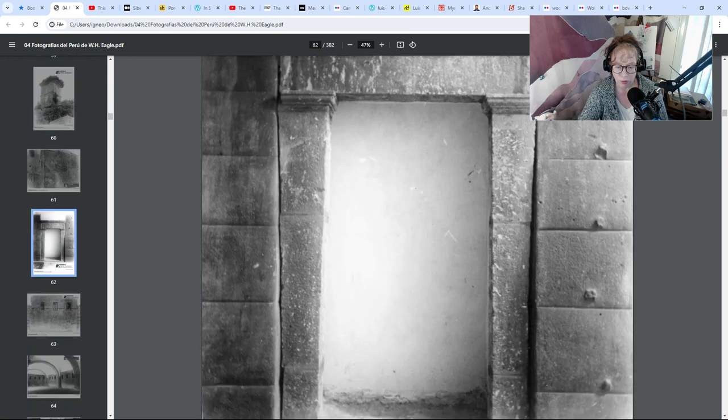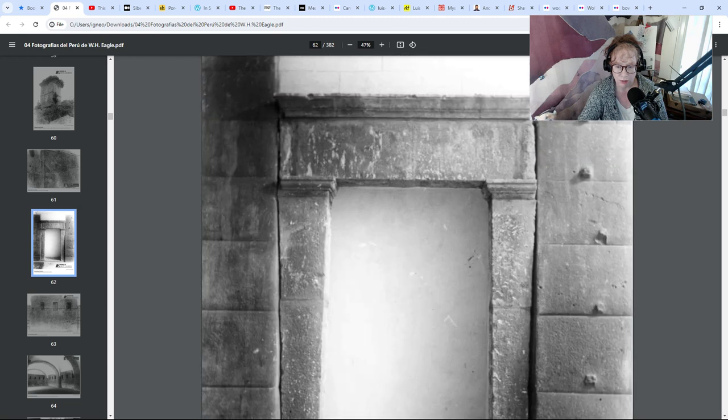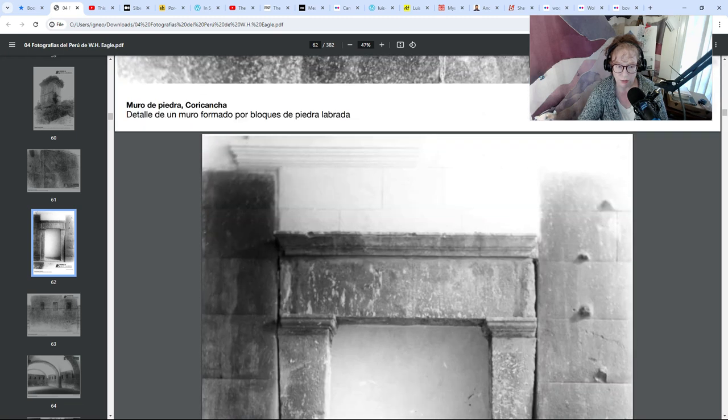Look at this beautiful rock thing, passageway. "Detalle de un muro formado por bloques de piedra labrada." Let's see how my Spanish is. A detail of a partial doorway with blocks on each side. If we look at these blocks too, we see they have like little nubbies on them.